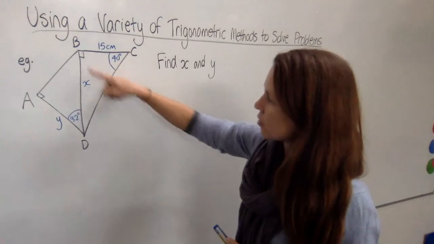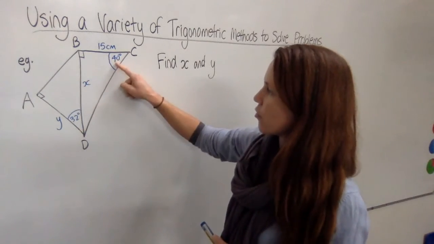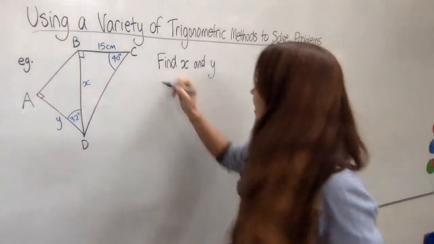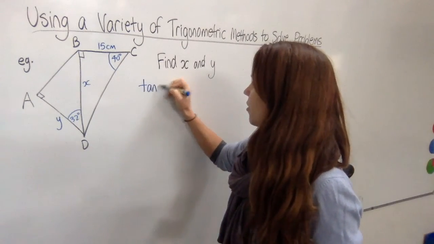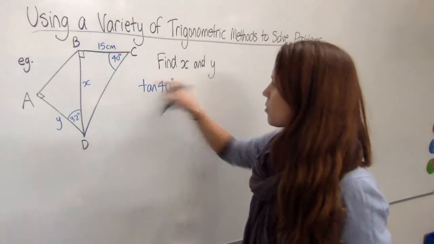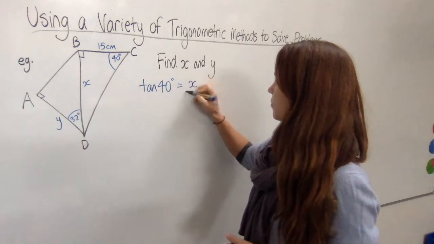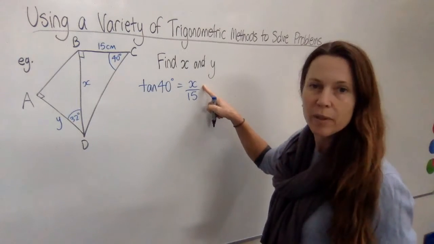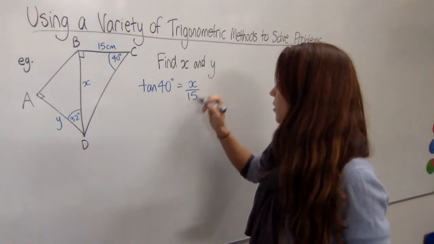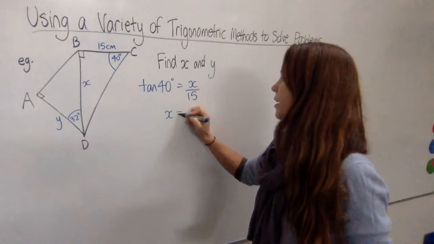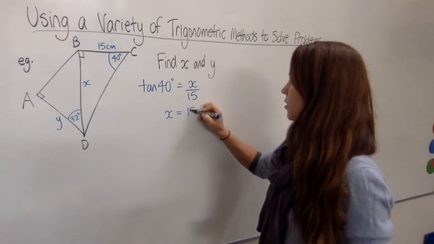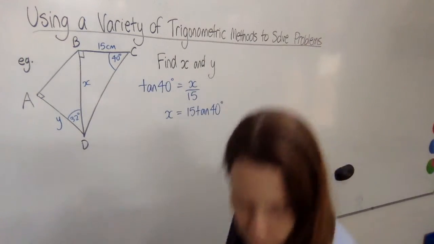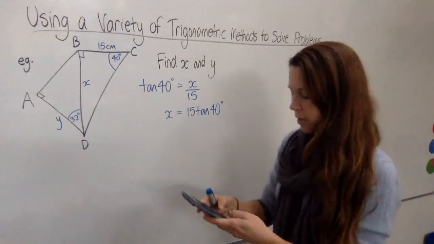So start by thinking, all right, we've got the opposite side from 40 degrees, and we've got the adjacent side, so we're going to need to use tan. So we start by saying tan of 40 degrees equals x over 15. And so making x the subject here, we need to just multiply both sides by 15. So I like to write the x on this side, and on the other side I'll have 15 lots of tan 40.